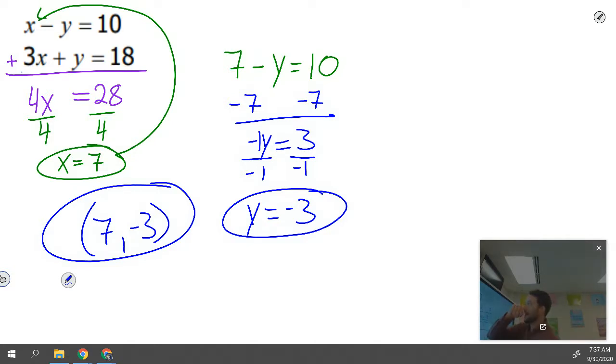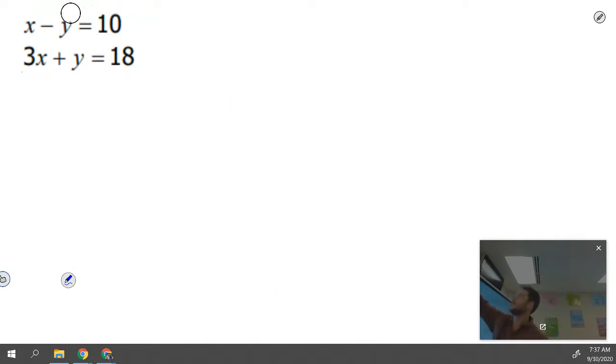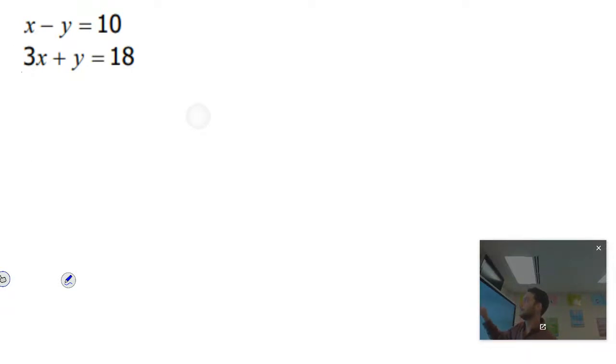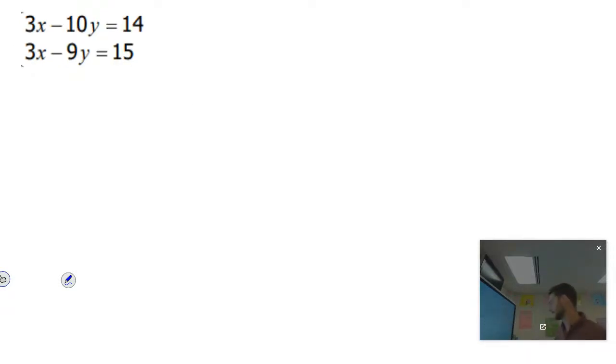Okay, so that's example 2 where we just added them together. They canceled out, and we got some beautiful stuff. Fairly straightforward, pretty easy. Nailed it. Okay, now, if we look at this one, well, 3x and 3x, isn't that right? If I added those together, I'd get 6x. Okay, not quite, not really what we're looking for.